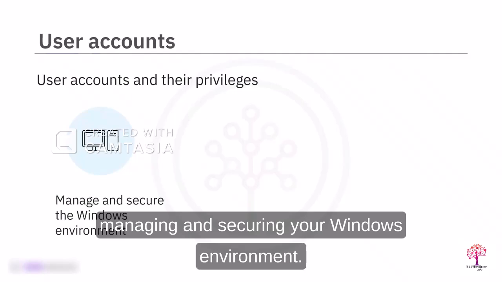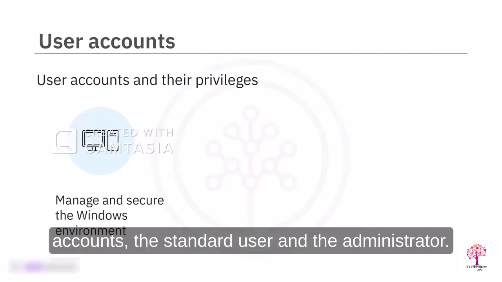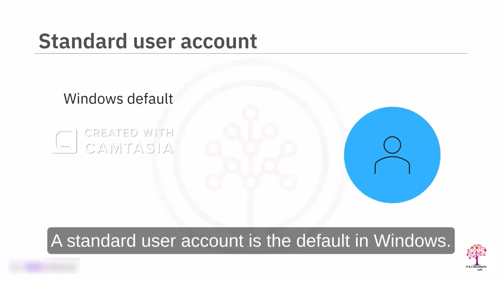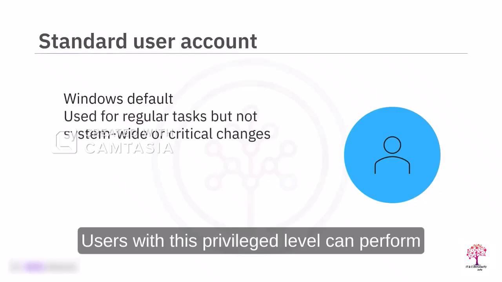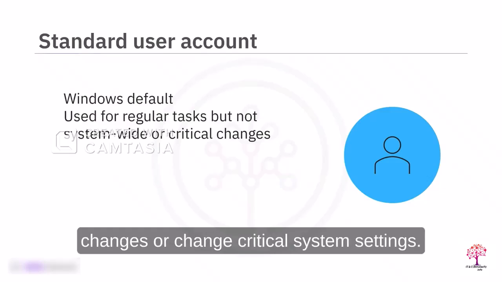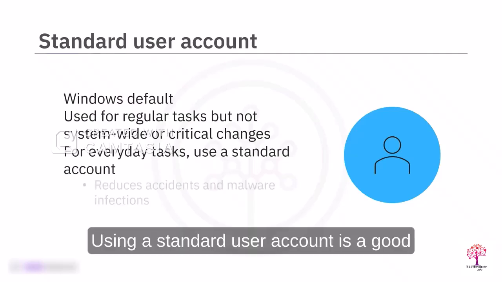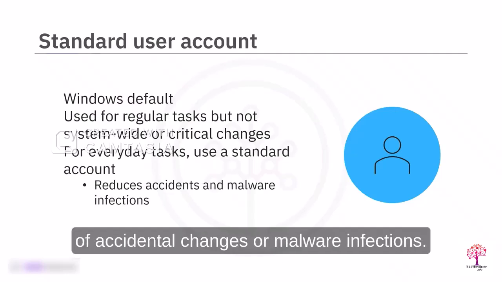Understanding the different user accounts and their privilege levels is essential for managing and securing your Windows environment. Most operating systems, including Linux, have two user accounts, the standard user and the administrator. A standard user account is the default in Windows. Users with this privilege level can perform regular tasks but cannot make system-wide changes or change critical system settings.